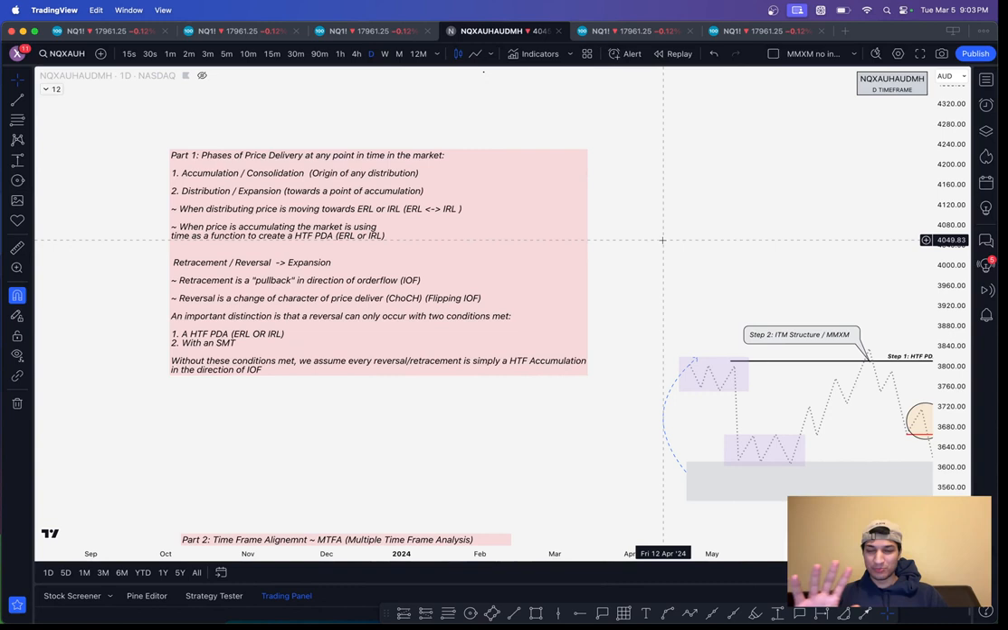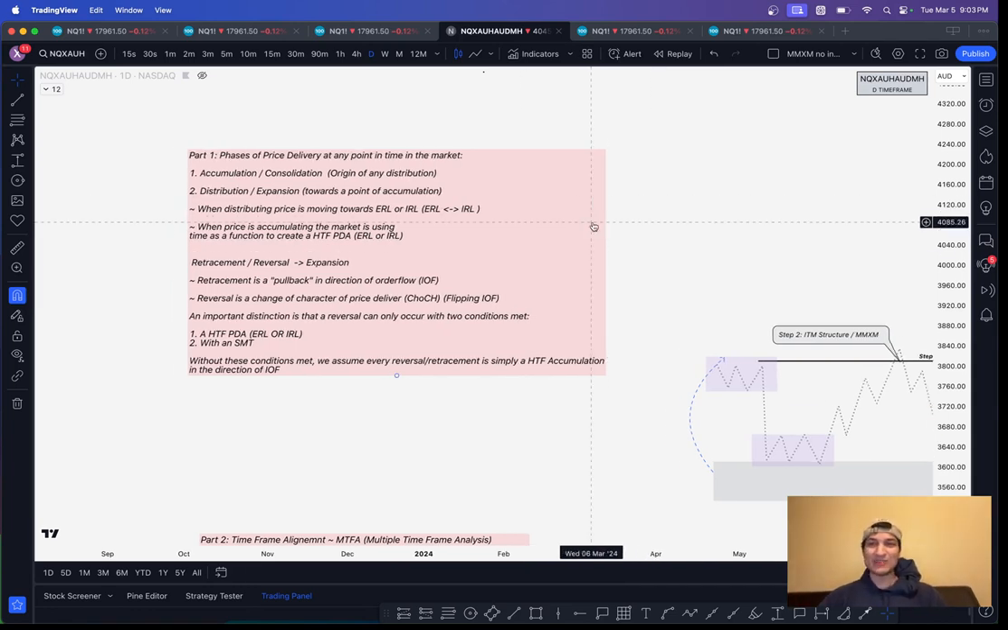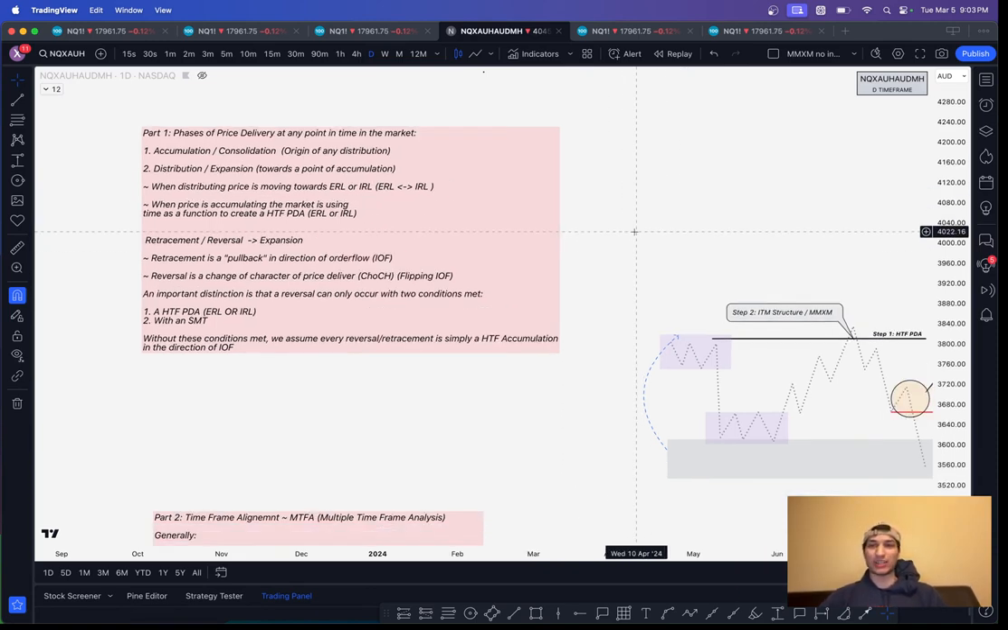So I've already pre-typed out these notes so you don't hear me clicking away on my keyboard, which is really a piece of feedback I've gotten from a lot of my lectures. So let's talk about part 1, which is going to be phases of price delivery. At any point in time, we can say that the market is in one of 2 stages of delivery. 1 is going to be accumulation, and 2 is going to be distribution.